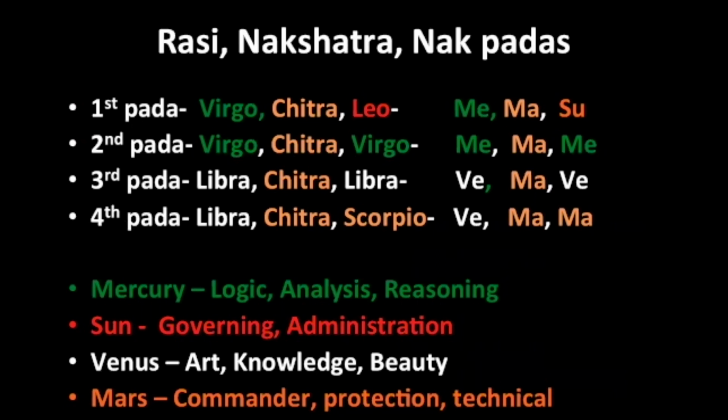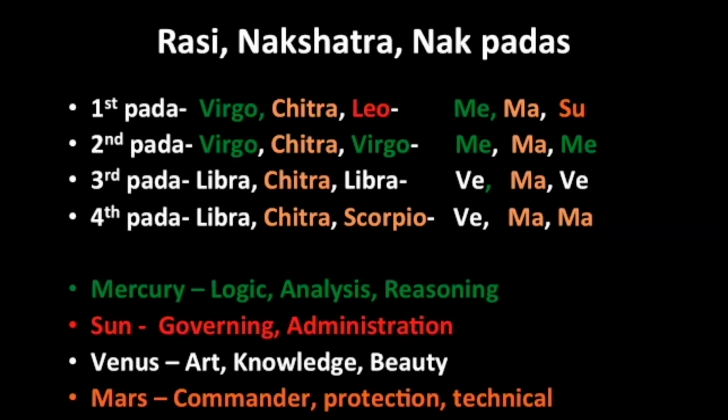Similarly, the second pada is Mercury, Mars, Mercury. That is one interesting thing about Chitra. In the second pada, you have two Mercuries coming up, so Mercury qualities are dominant. In the third pada, Venus qualities are dominant. And in the fourth pada, Mars qualities are dominant. You can see two Mars there in the fourth pada. Yes, so the second and third pada are Vargottama, because they fall in the same sign.